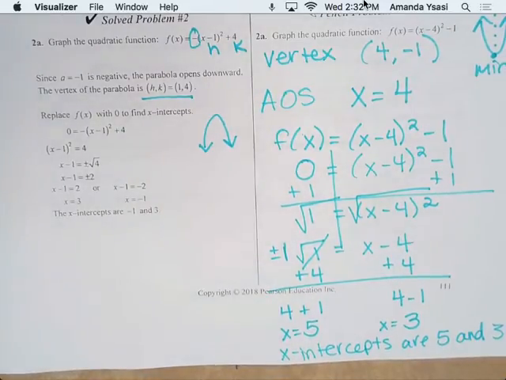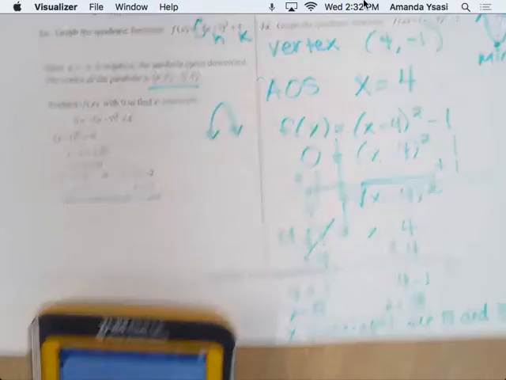Okay, so let's check this in the calculator. Let's review our calculator skills too at the same time that we're doing this.